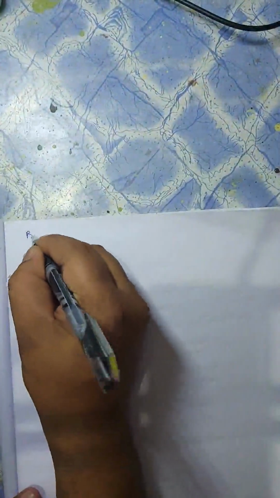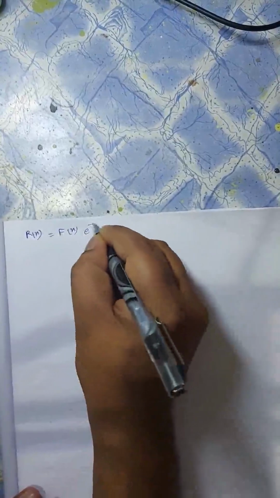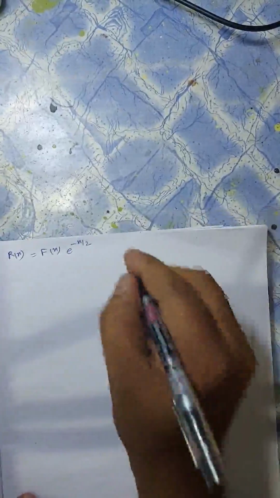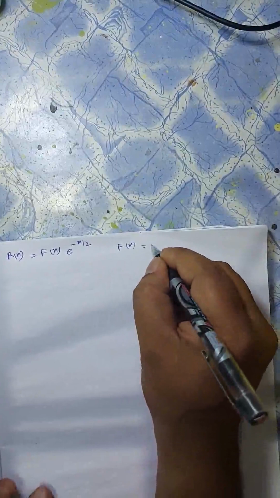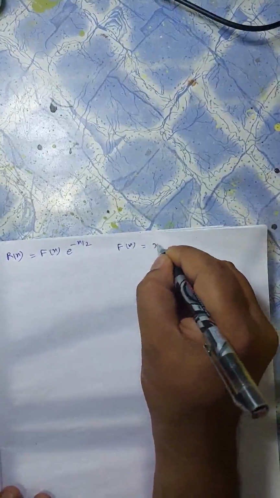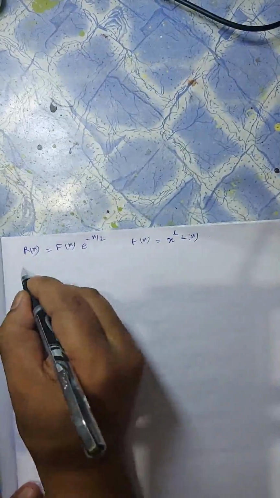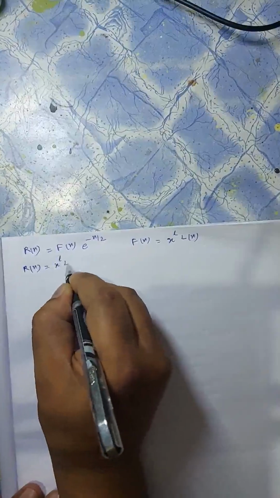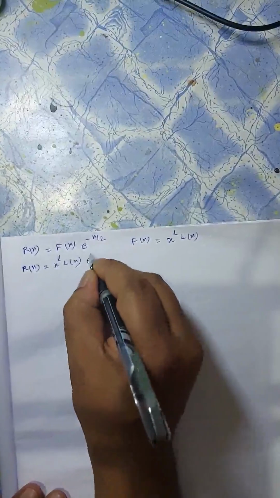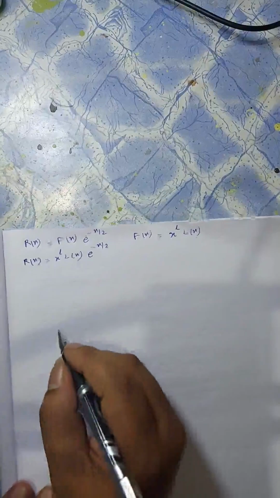Then what we did? R(x) is equal to F(x), I write once again, e to the power minus x by 2. So F(x) is equal to what we write here. Now in case of F(x), which is equal to x to the power L, L(x), if you substitute this in this equation, x to the power L, L(x) e to the power minus x by 2, we have to continue this process.